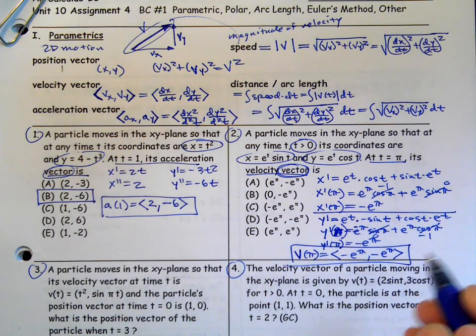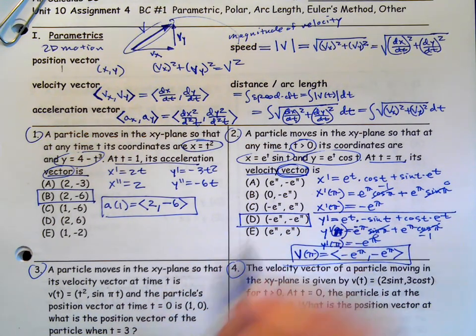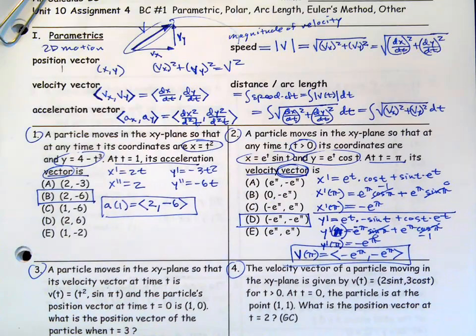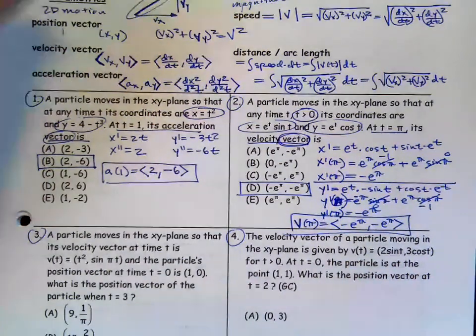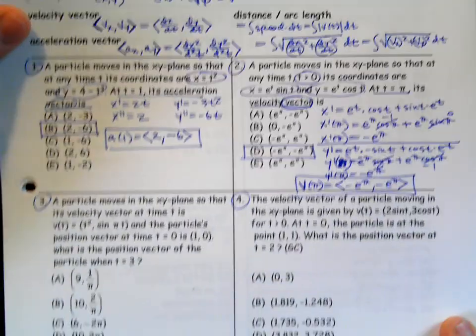And so we're looking for negative e to the pi, negative e to the pi. All right. So quick and easy. Sometimes they give you something that easy even for your free response, but they can show up on multiple choice also.